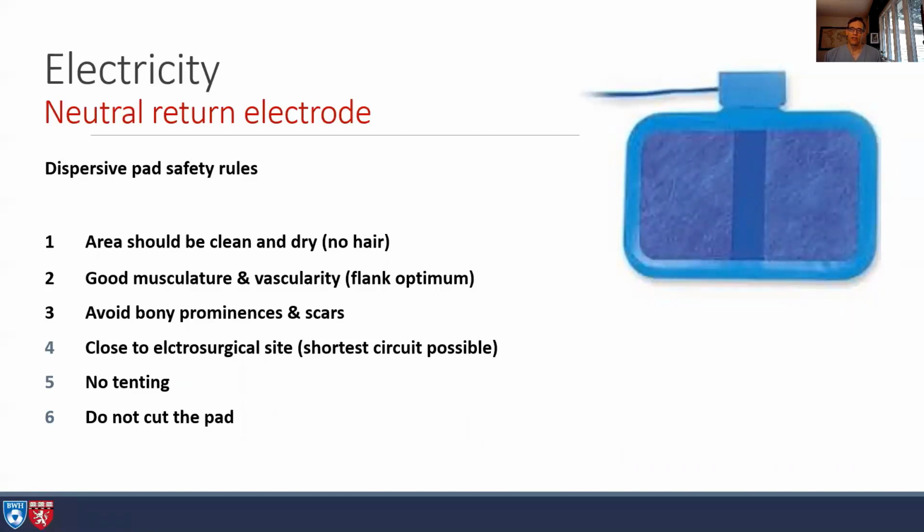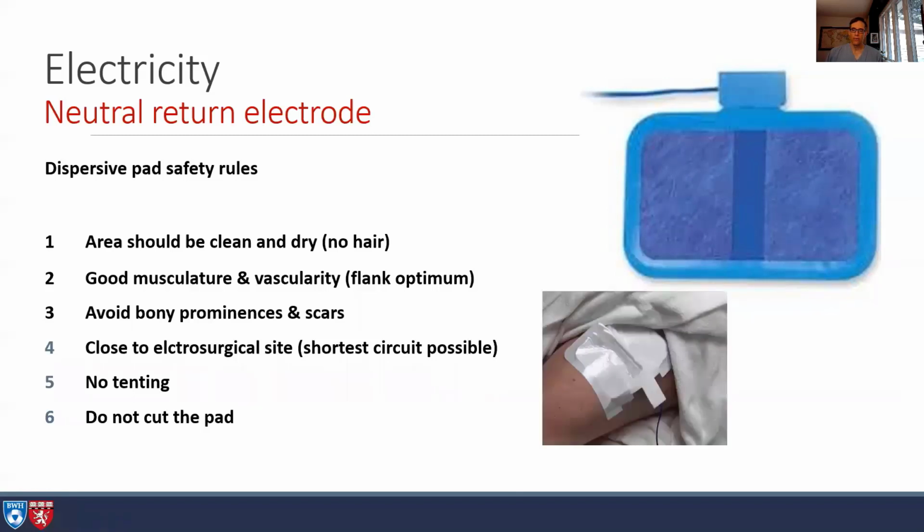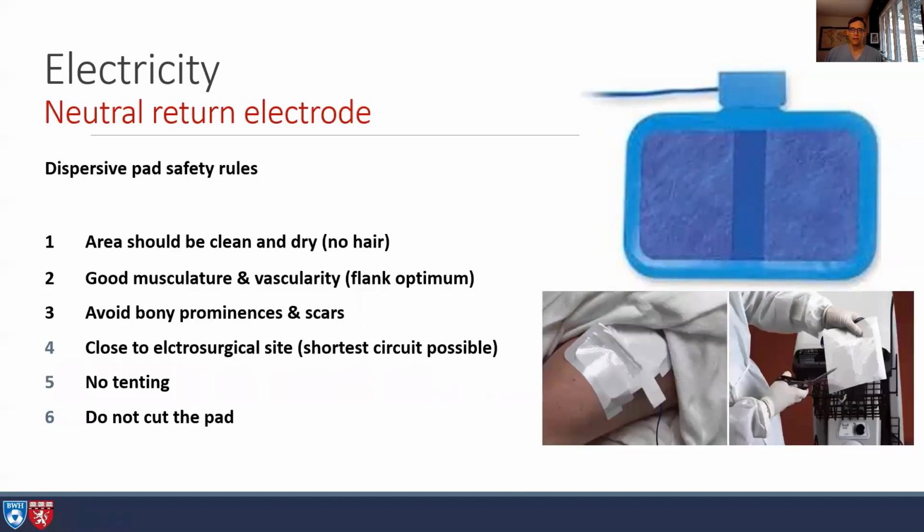You want the smallest circuit possible. You want this close to the electrosurgical site. You want to avoid tenting when you place this down, and you don't want to cut the pads. All this is very important to avoid any return electrode tissue damage or burns.